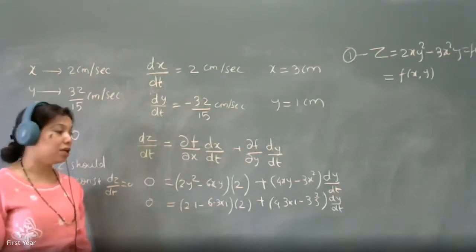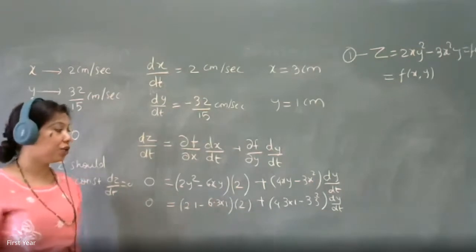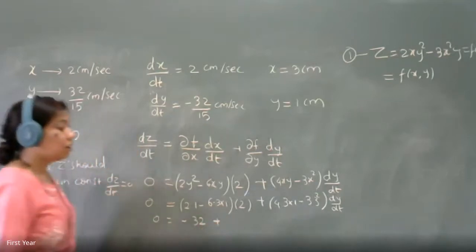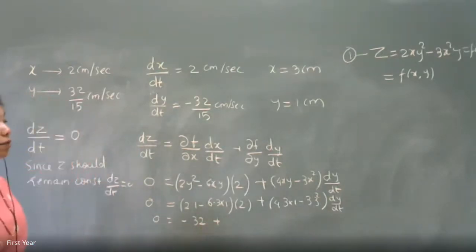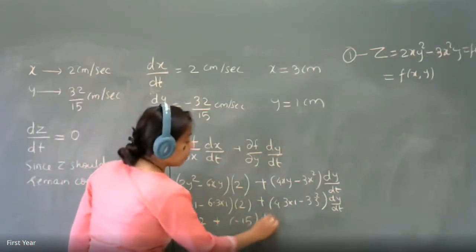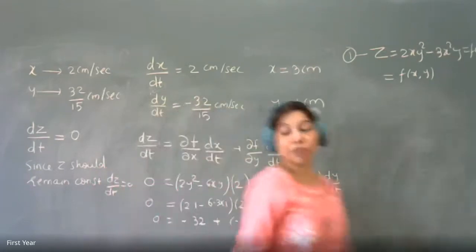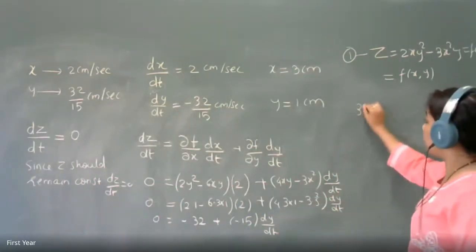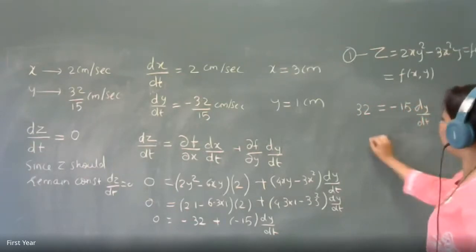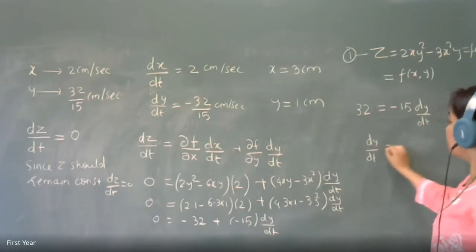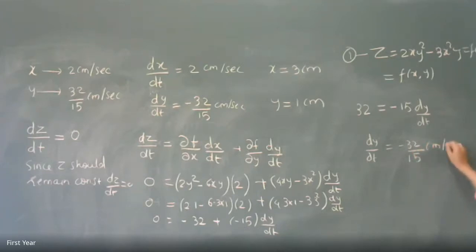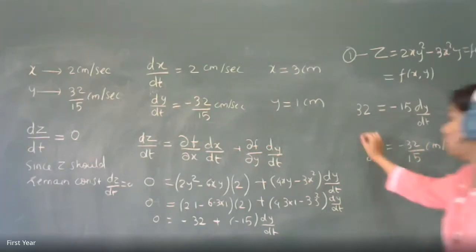2 minus 18 is minus 16. Minus 16 into 2 is minus 32. So this is minus 32 plus 12 into 3 is 36. 36 minus 27 is 9. Okay, so 9 dy by dt... and therefore writing that 32 on the other side, 32 is equal to minus 15 dy by dt, and therefore dy by dt is nothing but minus 32 by 15 centimeter per second. Is this okay? So we have proved what they had said.